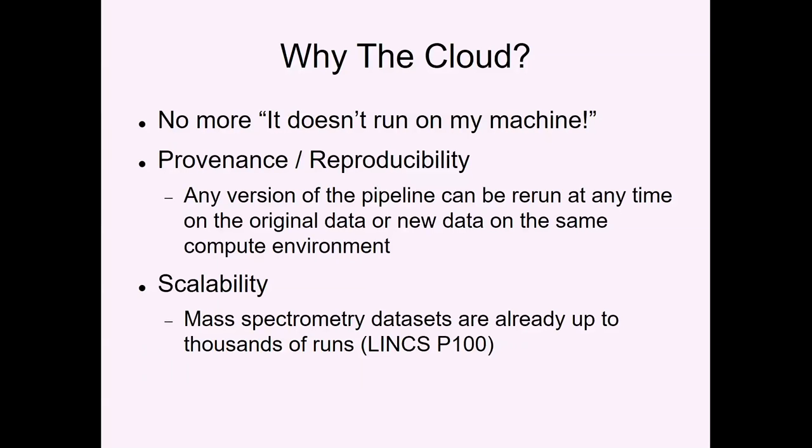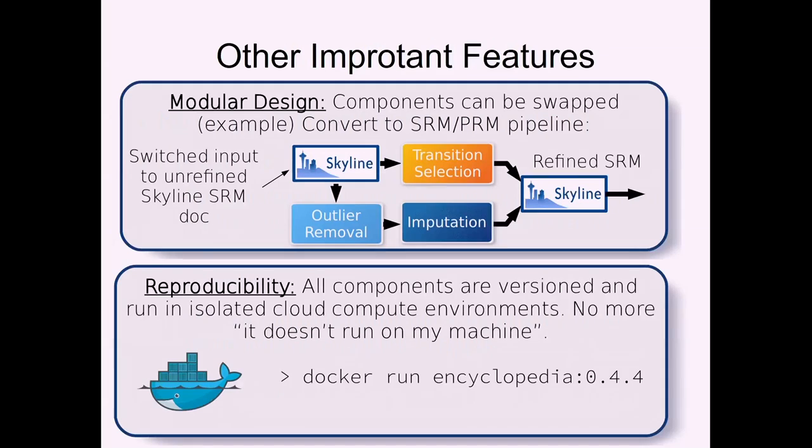Each file is initially run on a separate node on the Amazon EC2 cloud, and we actually have projects already that have thousands of runs in them, so we need to be able to scale across those.